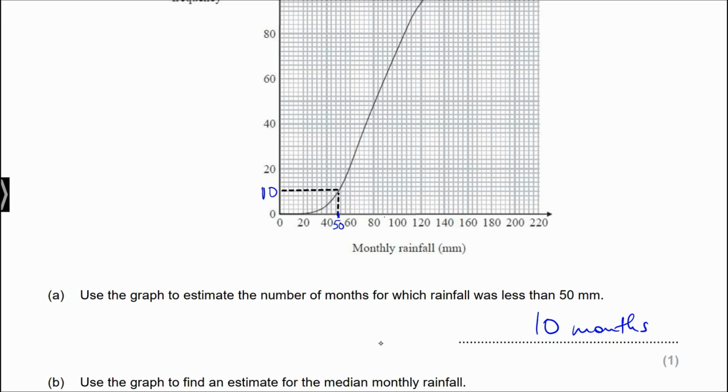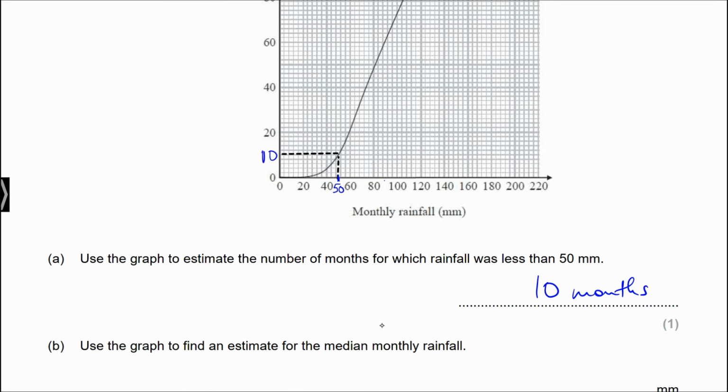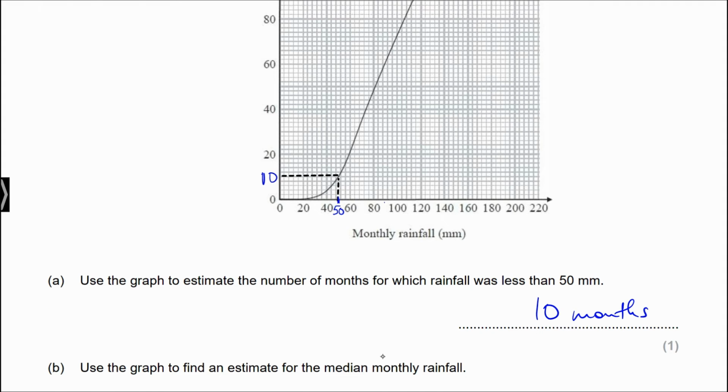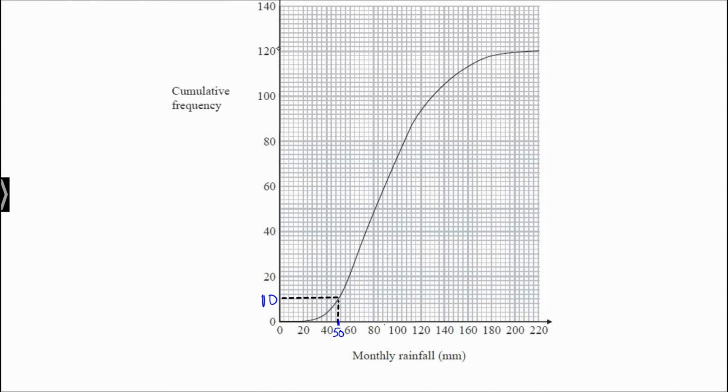Okay, so the next question is use the graph to estimate the median. Again, just like I explained in the previous question, this is the maximum here. And then the position of the median will be halfway. So half of 120 is 60.